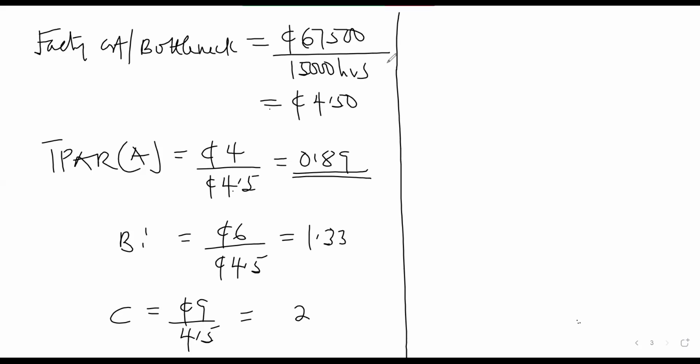All right. So the throughput accounting ratio, you are getting 0.89, 1.332. Okay, you can say that if the company wants to produce this product, the C is giving us 2 for every 1 cedi of the factory hours that we are using. So therefore, the company should produce C first.